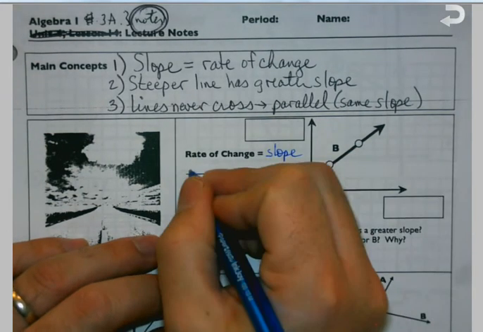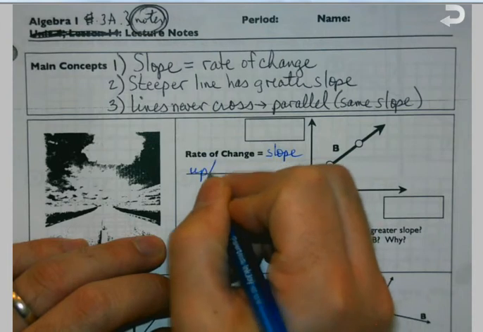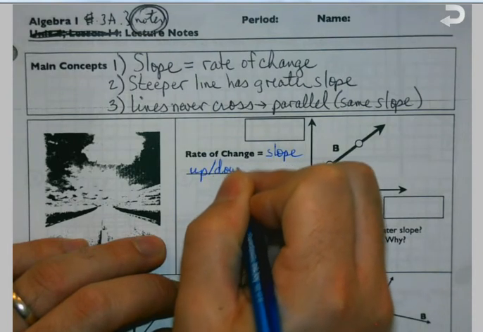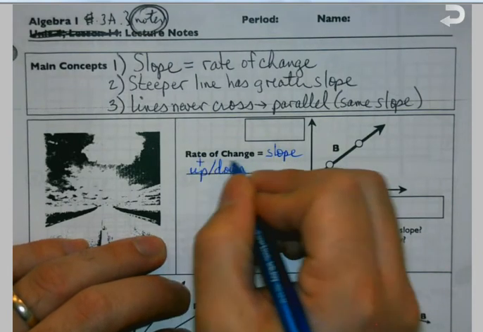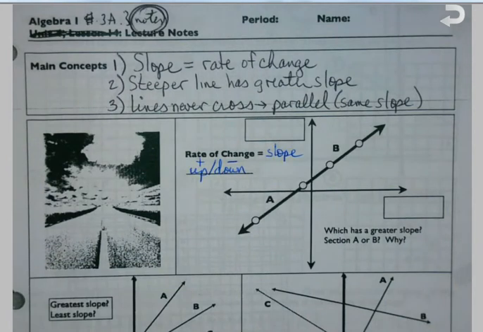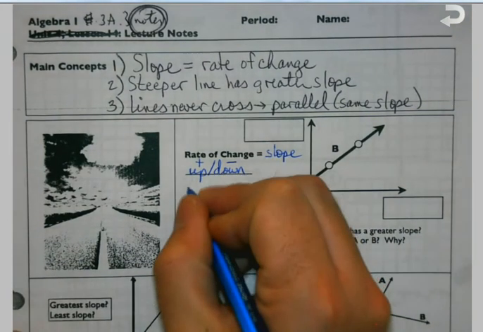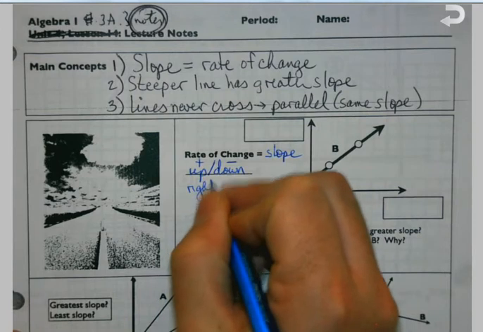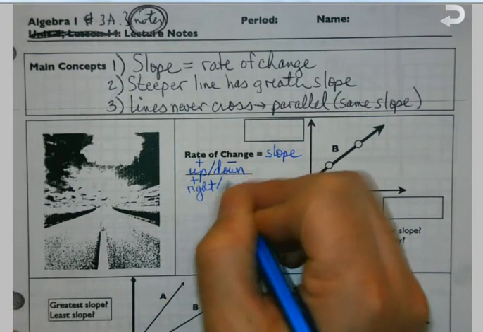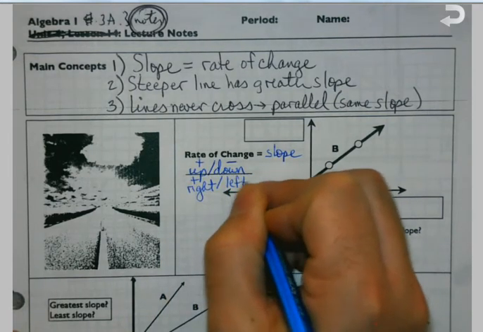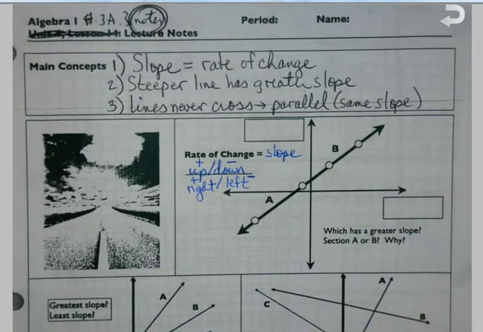In other words, however much I go up or down when I'm going from one point to another, versus how much I'm going to go to the right or to the left. And again, it all depends on what my signs are going to end up being, but it ends up being a fraction each time.